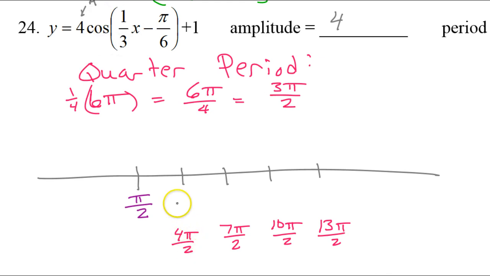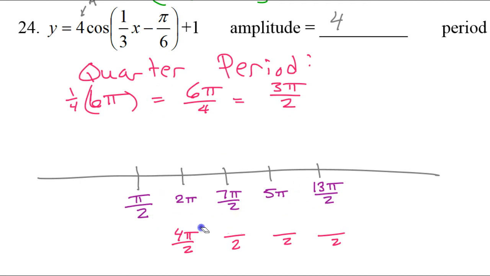Alright, 4 pi over 2 reduces down to 2 pi. Can't do anything with 7 pi over 2. 10 pi over 2 is 5 pi. Can't do anything with 13 pi over 2. So, these are the x-coordinates of the 5 key points that I'm going to end up graphing.